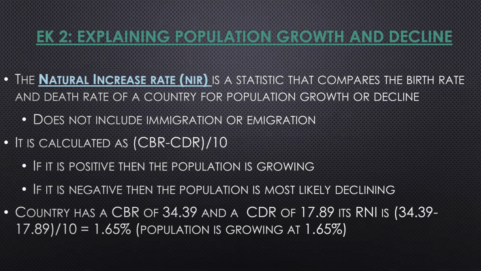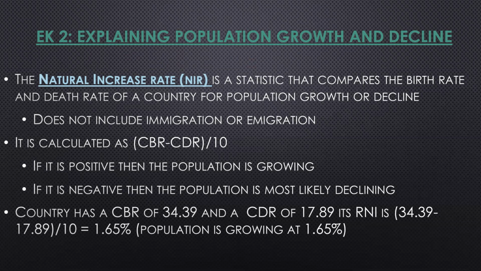Right? So the NIR is a statistic that compares the birth rate and the death rate of a country for population growth or decline, right? And you know, this doesn't include immigration or emigration. So it's calculated as such: CBR subtracted by CDR, divided by 10, right? If you get a positive number, then the population is growing. If you get a negative number, then the population is most likely declining.